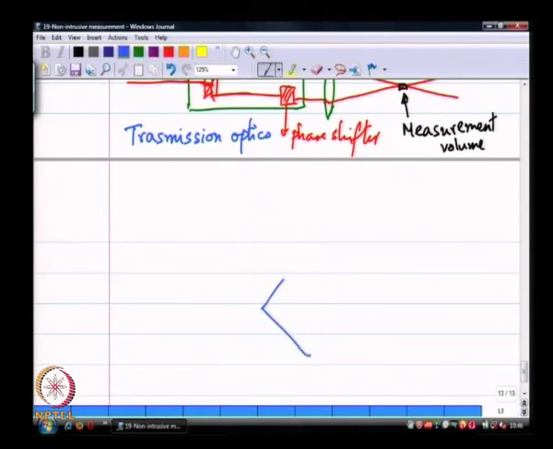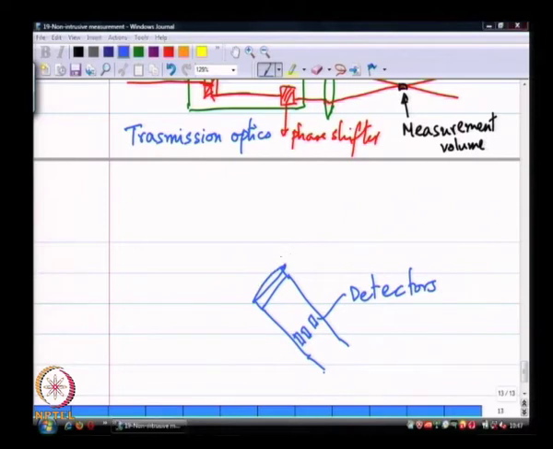construction involves three detectors that are separated physically in space. So these are three detectors with an appropriate lens in the front. This is called a collection lens. So in relation to this, I may place the transmitter over here.